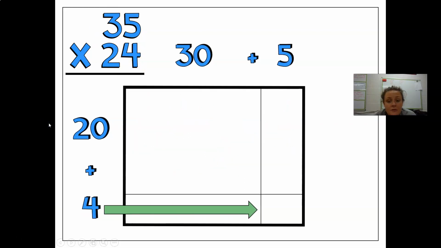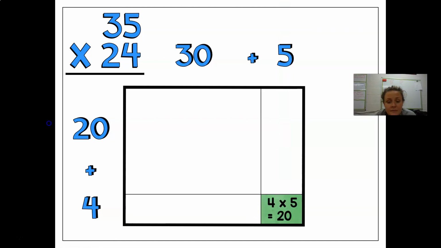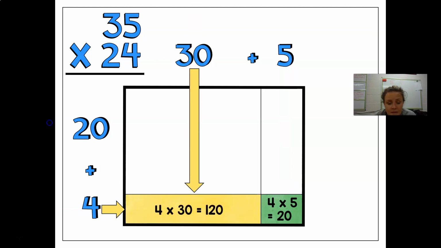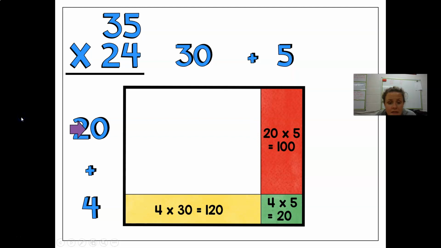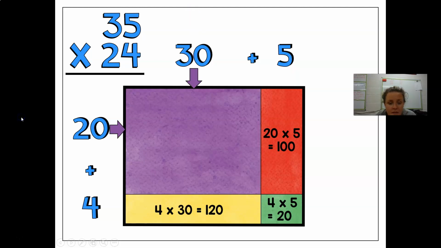First, we're going to do our 5 times 4 in that little box, which is 20. We're going to do our 4 times 30, which is 120, because 4 times 3 is 12, tack on a 0. We've got our 20 times 5. Well, 2 times 5 is 10, tack on a 0, that's 100. And our 30 times 20: 2 times 3 is 6, tack on 2 zeros, 600. So we've done all our multiplying.